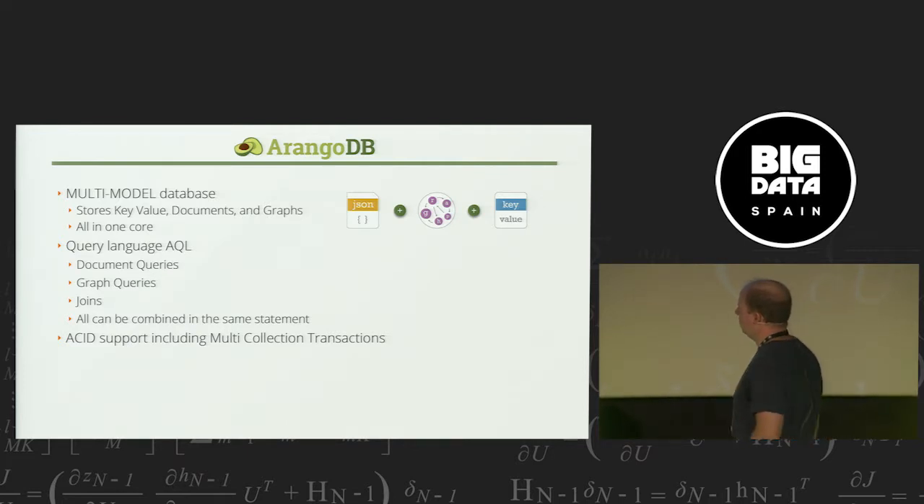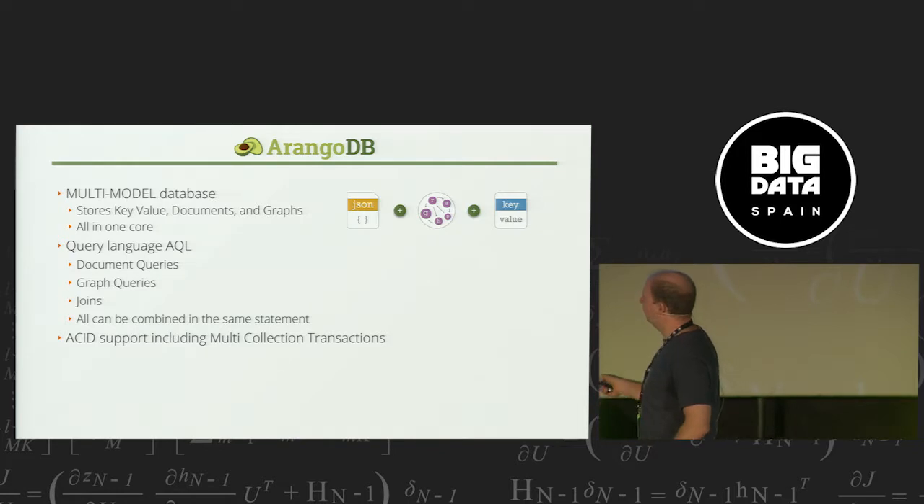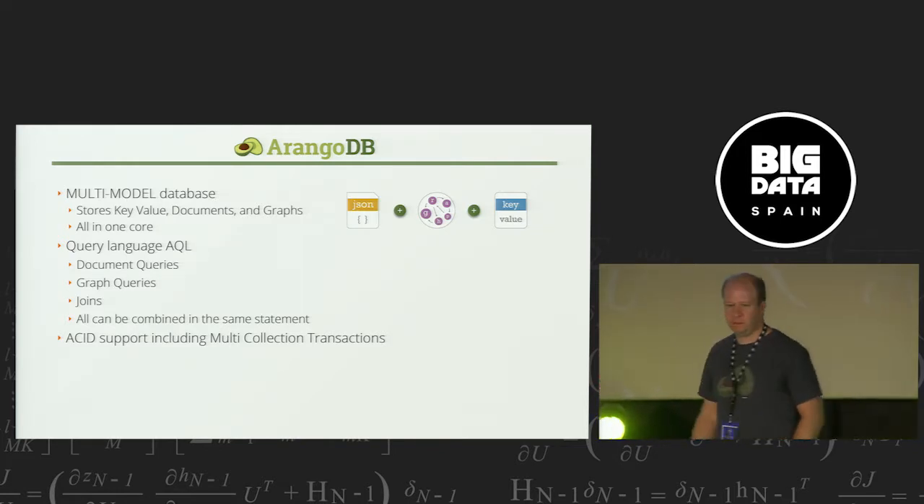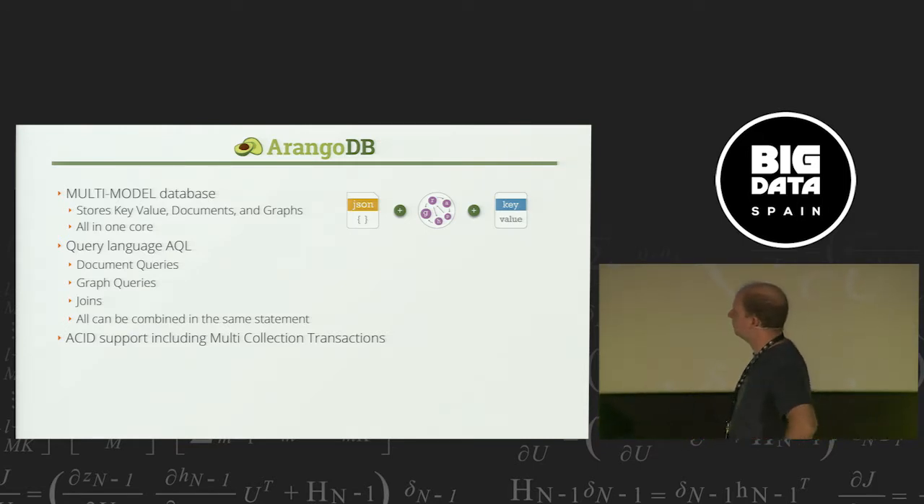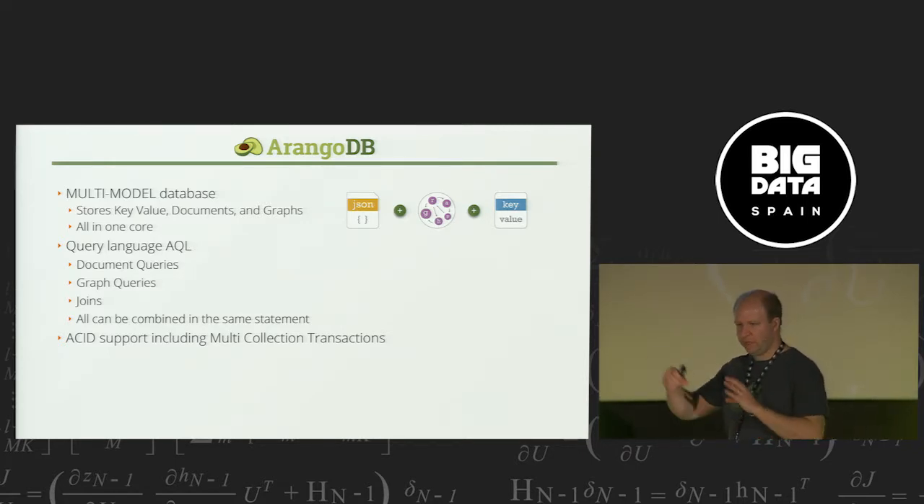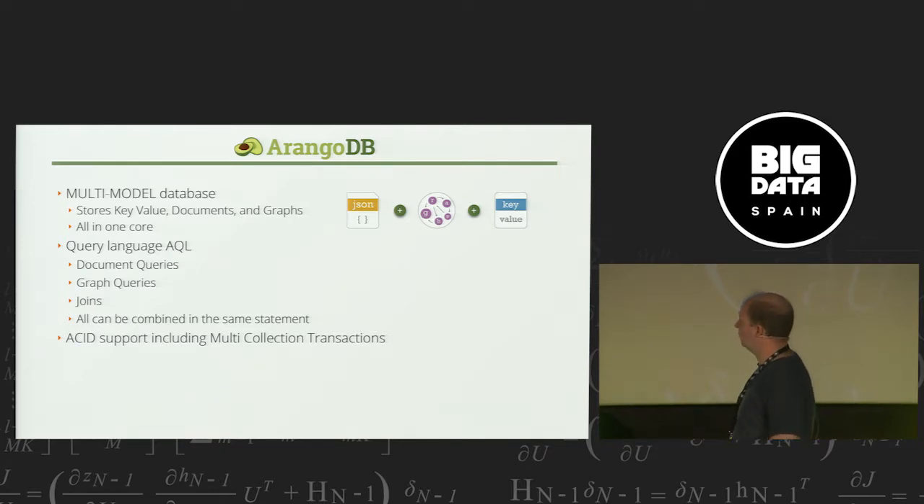And if you run on a single server, then even if multiple collections and multiple documents are involved, you have ACID guarantees. So that is this multi-model idea, and somehow my arguments about graph databases extend to this multi-model stuff.